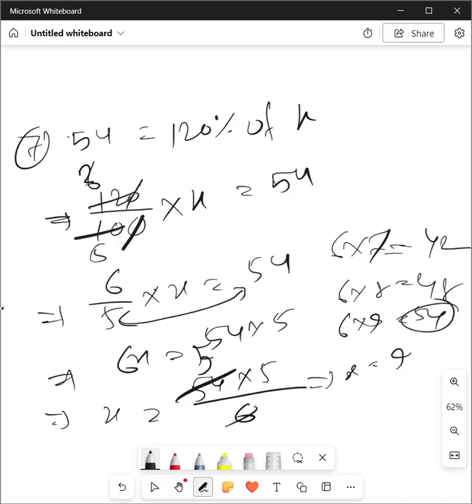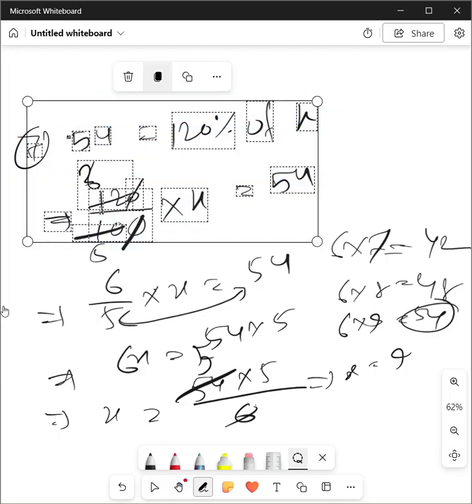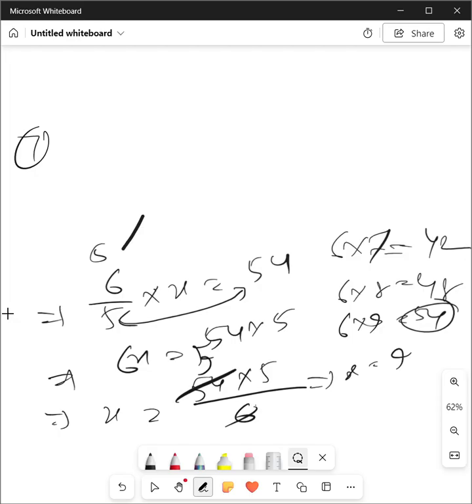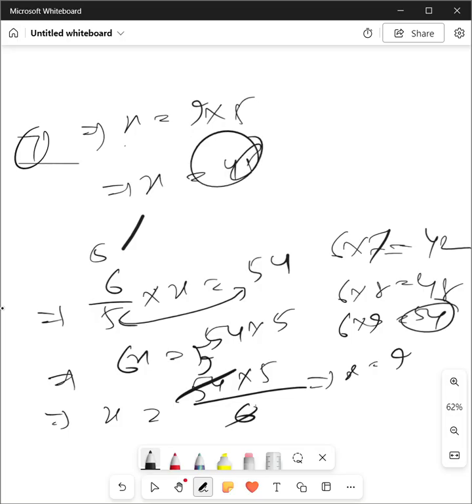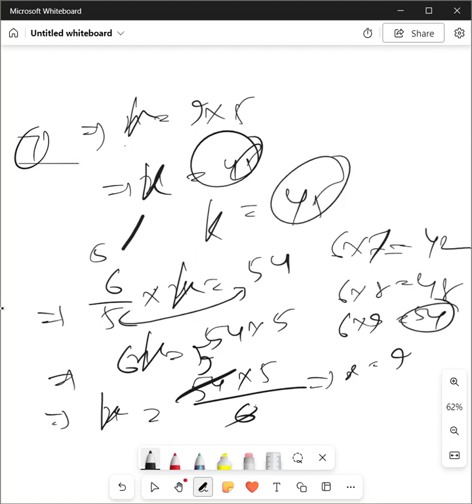Okay, let's erase this. We can write it up here. What is the value we are getting? k is equal to 9 times 5, so k is equal to 45. We are getting the k value, so the k value is equal to 45. So this is a bit of an easy answer you'll get.